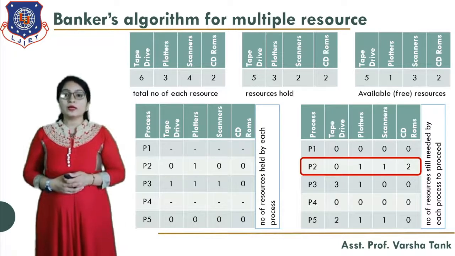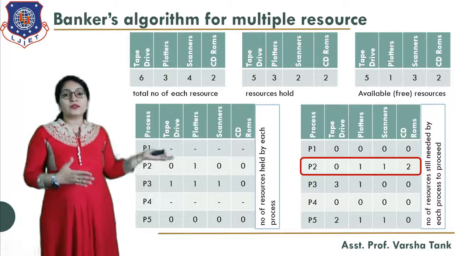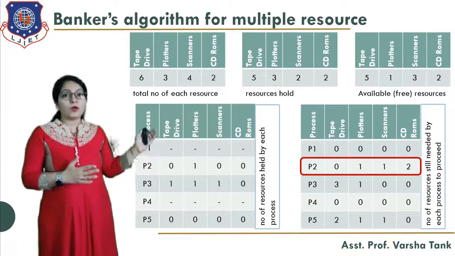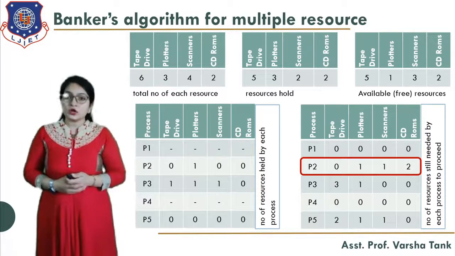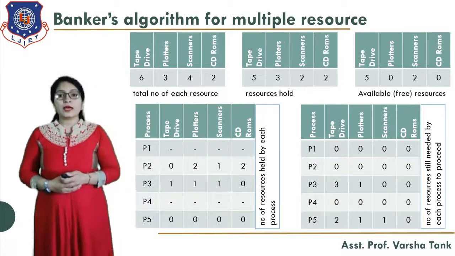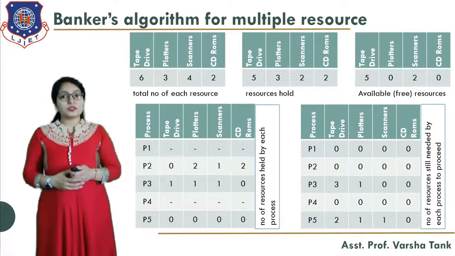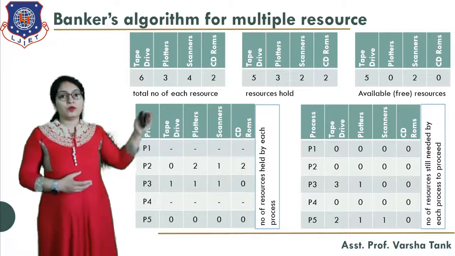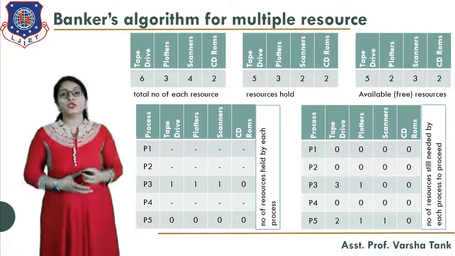Now next we can assign the process P2, because it requires just 0, 1, 2, 2. That means 0 tape drive, 1 plotter, 1 scanner and 2 CD-ROM, and we have all these resources available. So we will assign these resources to the process P2, and when process P2 releases all the resources, the available resources will be 5232.